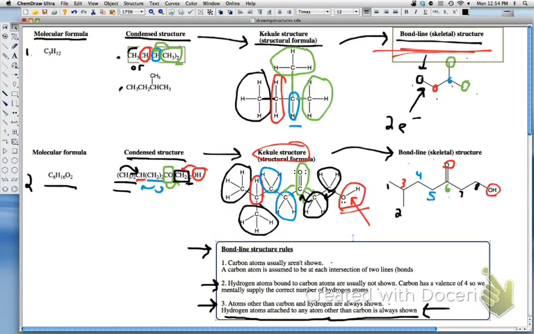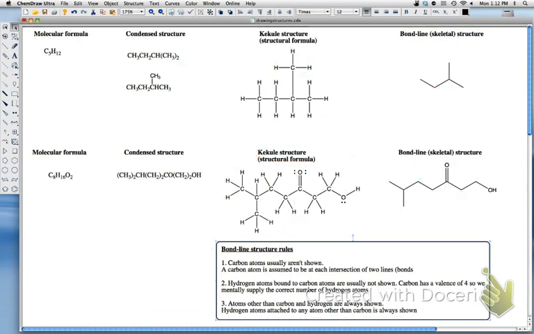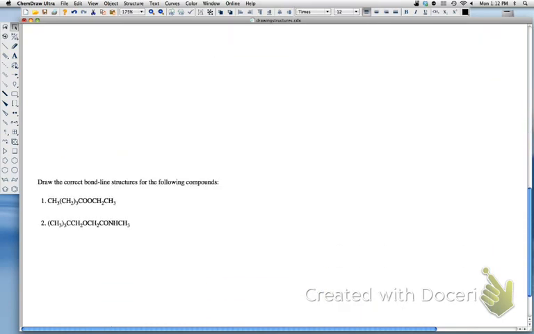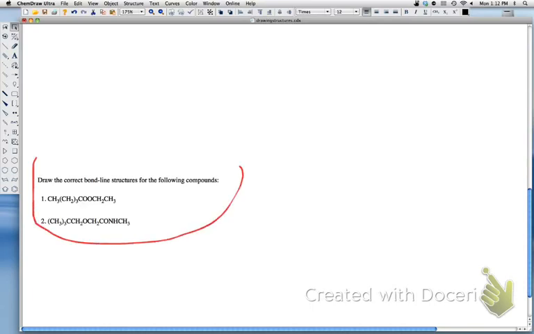Okay, so let's now scroll down and take a look at your homework. So what we want to do here is, for class, I want you to draw the correct bond line structures for the following compounds. Example 1 and example 2. The first time you do this, it'll probably be most useful for you to draw the intermediate Kekulé structure first, and then draw the bond line structure, and please turn that in to class on Wednesday.